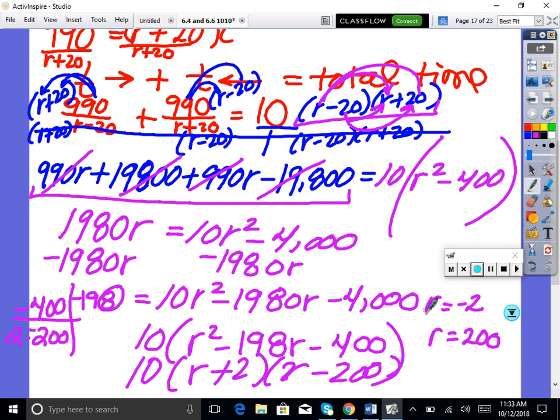Could the rate of a plane be a negative mile an hour? So cross that one out. The rate of the plane is 200 miles an hour. And the 10 doesn't matter because we're solving.